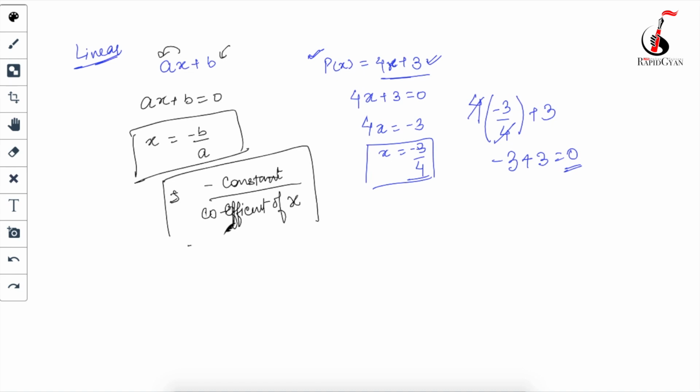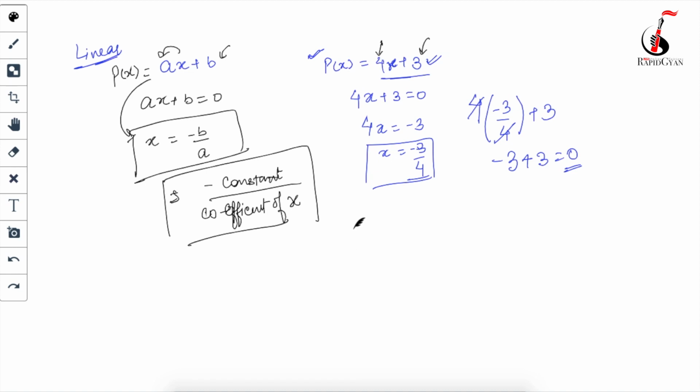You can write it that if a polynomial p(x) is equal to ax plus b, then the zero of that polynomial is x equal to minus b upon a. Or you can say simply, for any linear polynomial, the zero can be written as the negative of the constant term divided by the coefficient of x. Here, 3 is your constant term and 4 is the coefficient of x. So minus of the constant term divided by 4, that is, divided by the coefficient of x.